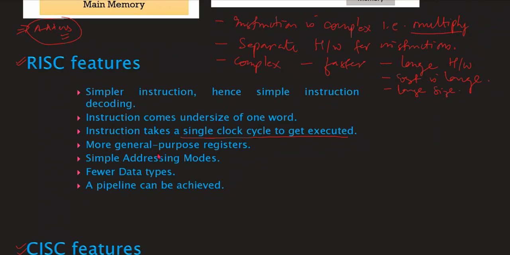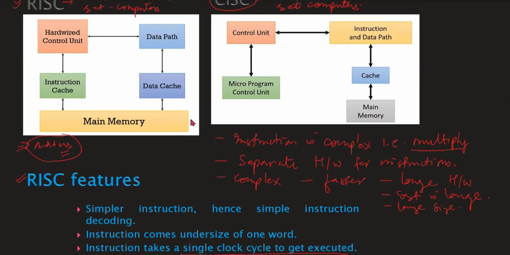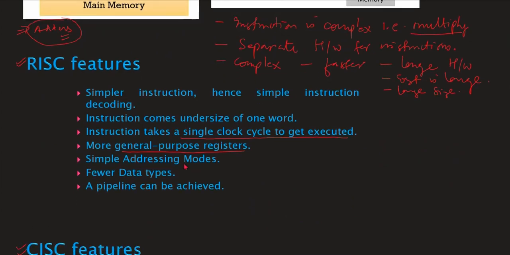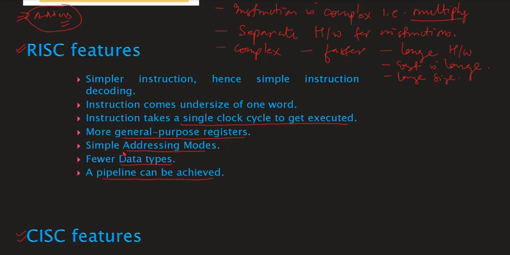More general purpose registers are there, so the register count is high in these types of systems. Simple addressing modes are there, and fewer data types are supported. And pipelining can be achieved by using the RISC type of architectures.